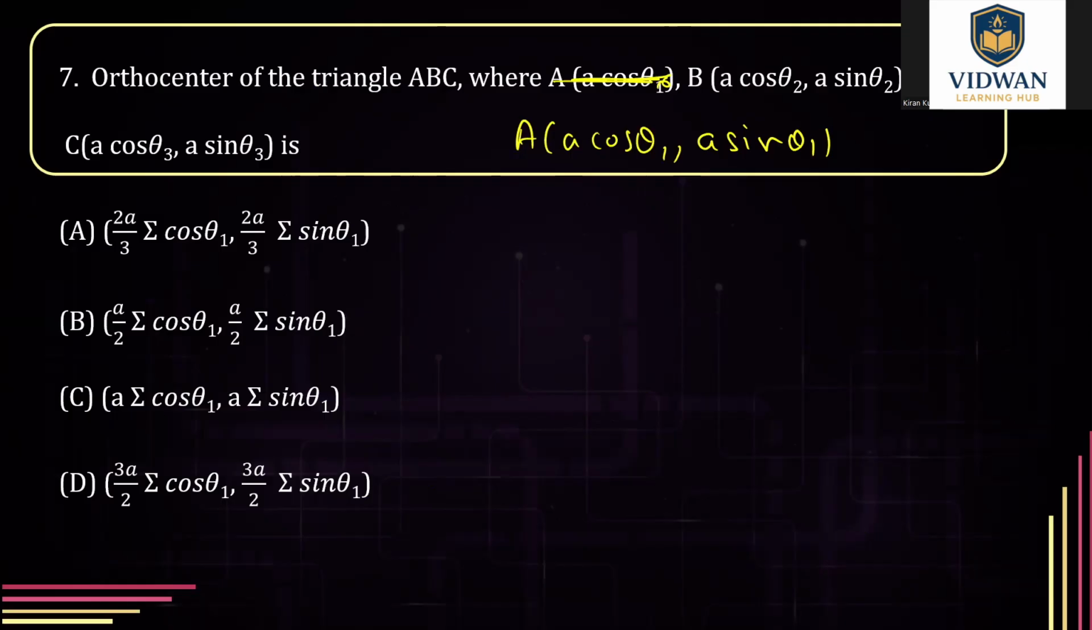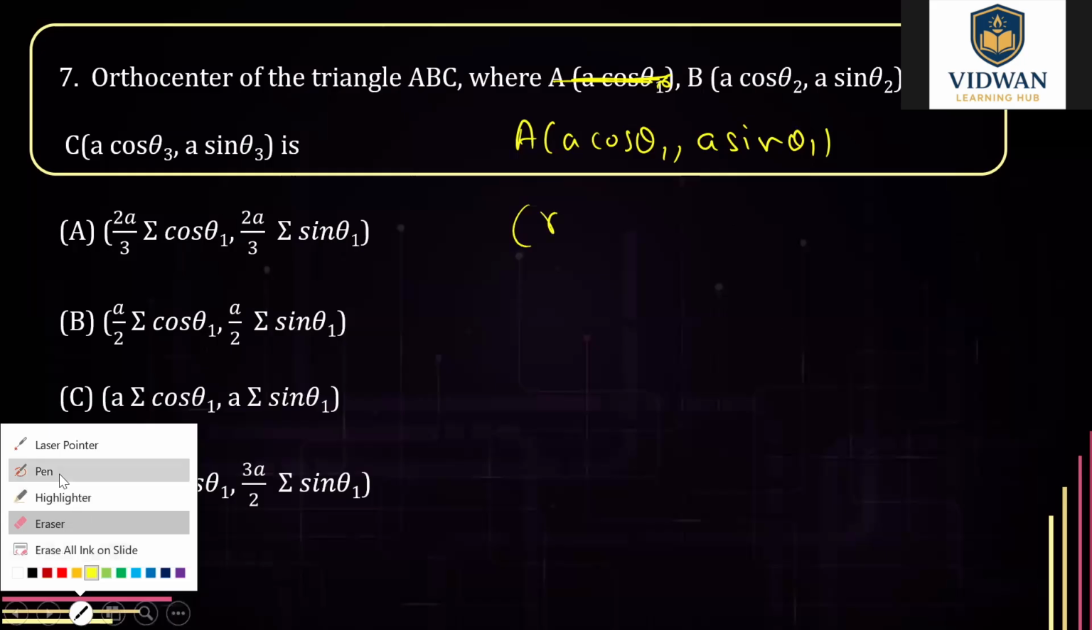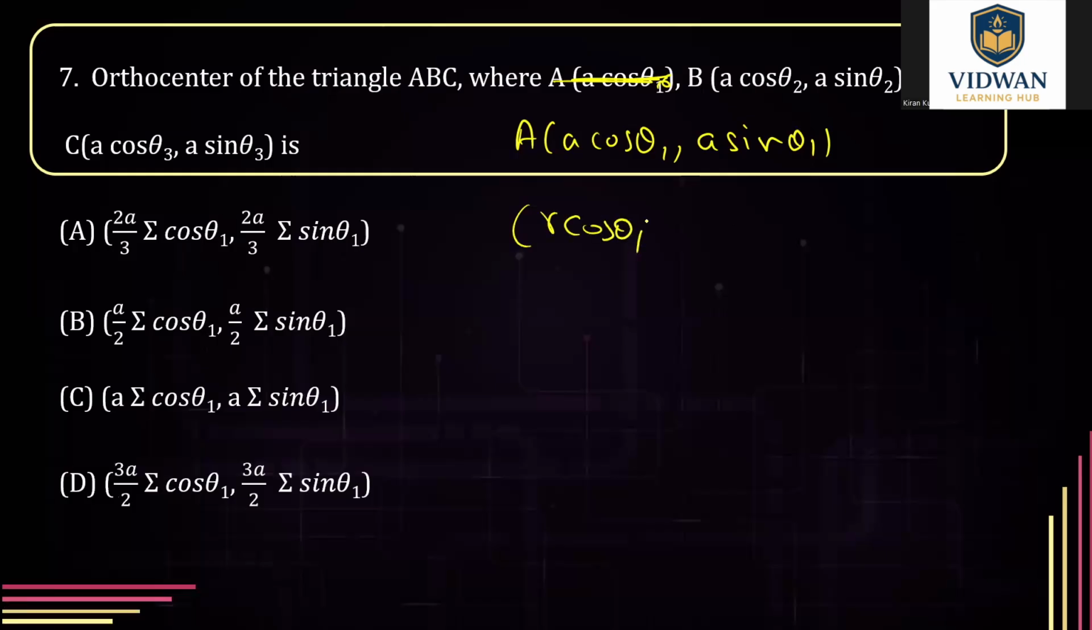So any point of the form r cos theta, r sin theta, where does it lie? If there is a point of the form r cos theta, r sin theta, where will it lie? On a circle with radius r. Yeah, so it lies on a circle with center origin and radius r. So x square plus y square equals r square. It lies on this.